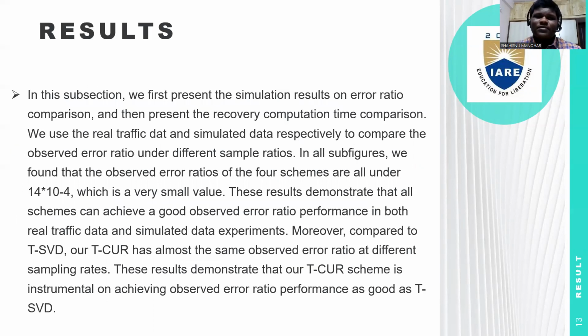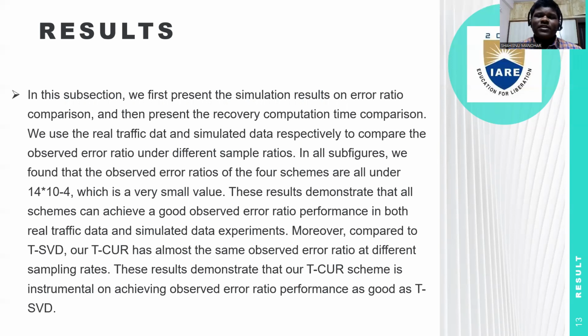Results. In this subsection, we first present the simulation results of an error ratio comparison and then present the recovery computation time comparison. We use real traffic data and simulated data respectively to compare the observed error ratio under different sample ratios. In all subfigures, we found that the observed error ratios of the four schemes are all under 14 × 10^-4. It's a very small value.